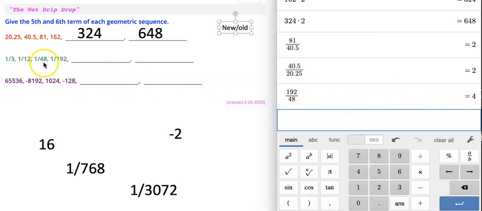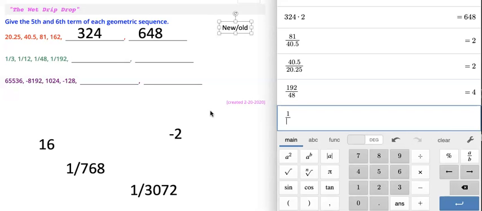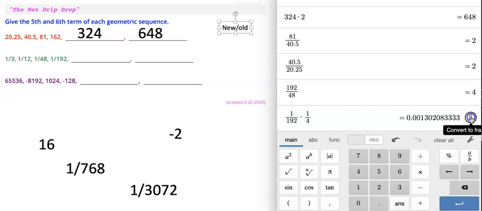Now, since that's happening on the bottom, the common factor would be 1/4. All of these are being taken times 1/4. So watch this. If I take 1 over 192 and then multiply by 1/4, it's going to, ew, gross. Can I convert to a fraction, please? Oh, look at that.